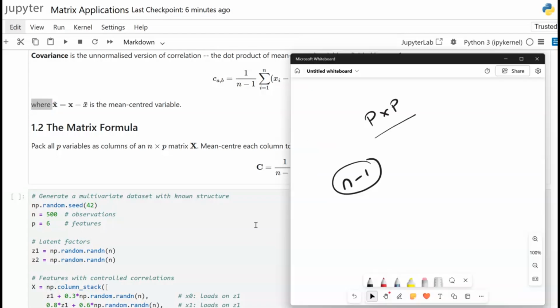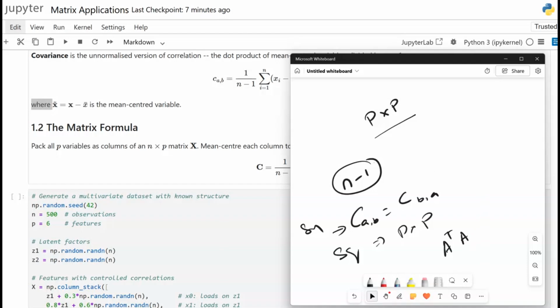Symmetric in the sense that C(A, B) is equal to C(B, A). That is what symmetric means. And when we speak about this square matrix, here we took a p by p matrix, because we already discussed that A transpose A is always a square symmetric matrix. We have already discussed this previously.